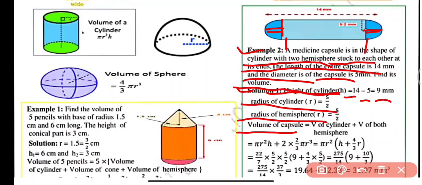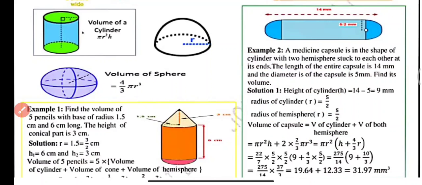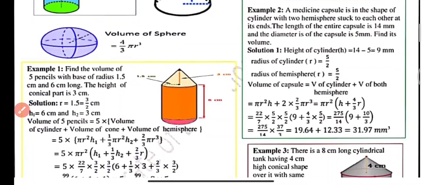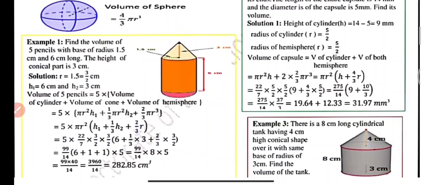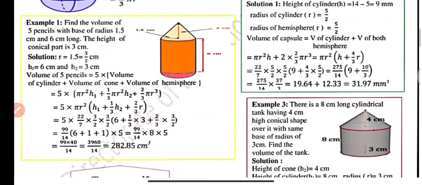So now volume of capsule will be volume of cylinder जमा plus करेंगे आप plus volume of both hemispheres. We have both hemispheres at both ends. So we have two hemispheres at both ends. So we can say volume of capsule will be pi r square h plus volume of both hemispheres, that is 2 into volume of each hemisphere, that is 2 by 3 pi r cube. So we can take pi r square as common. So pi r square into h plus 4 by 3 r.